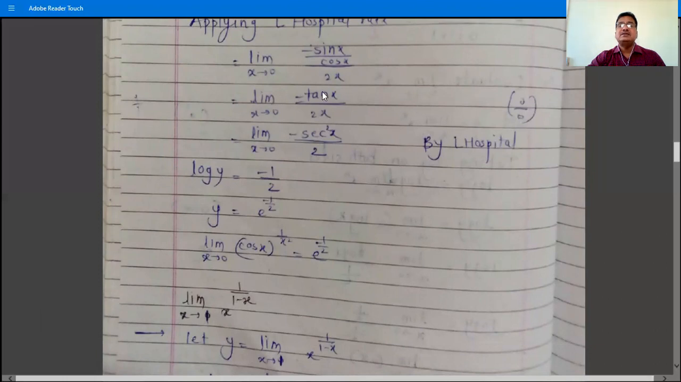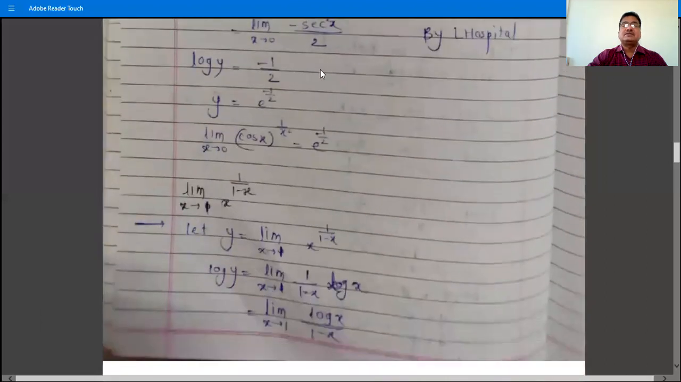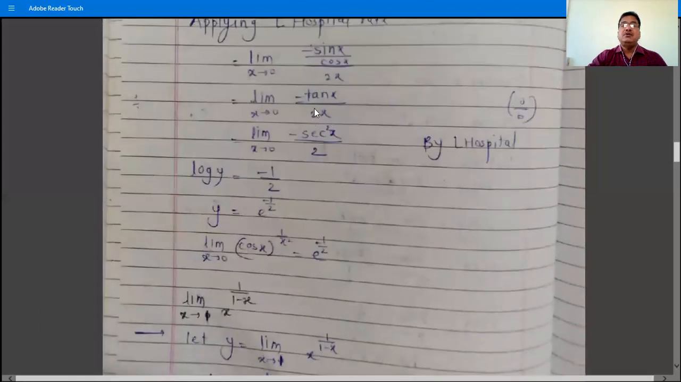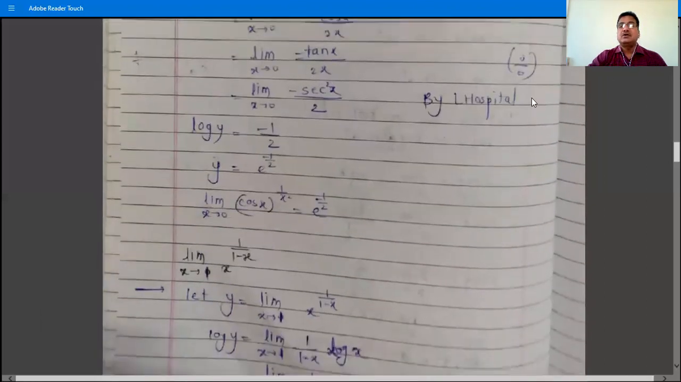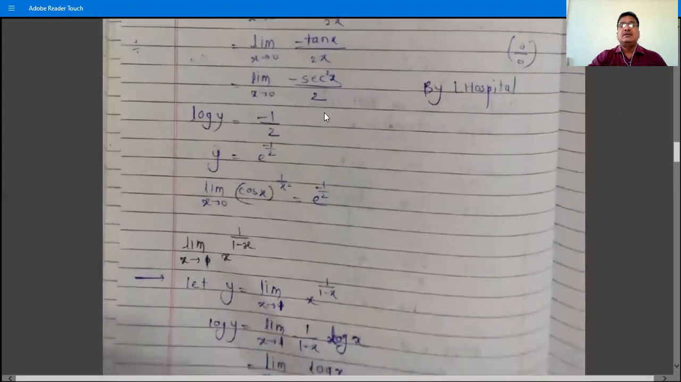This negative sign stays as it is. And then the derivative of tan x is sec square x, divided by 2, the derivative of 2x. So by L'Hospital rule, if we substitute x as 0, then we have minus sec square 0, which is 1, so minus 1 by 2 is the answer.